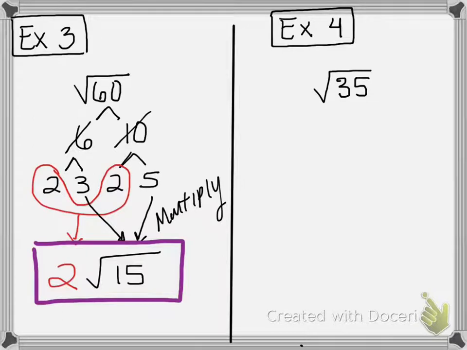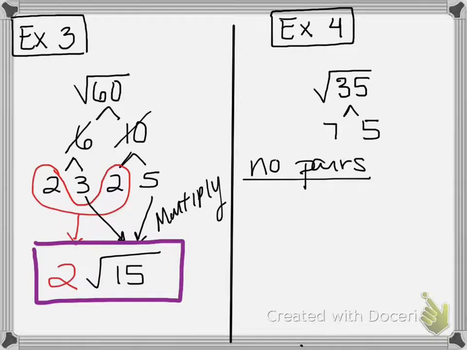Okay. The last example for radicals that I'm going to do with you is radical 35. So breaking down 35, I think about 7 times 5 gives me 35. But I can't break down 7 anymore, and I can't break down 5 anymore. In this case, guys, there are no pairs, right? There's nothing that I can take outside of my radicals.